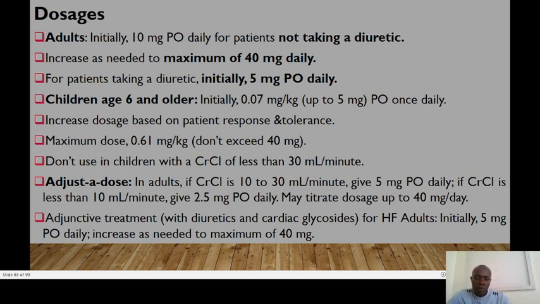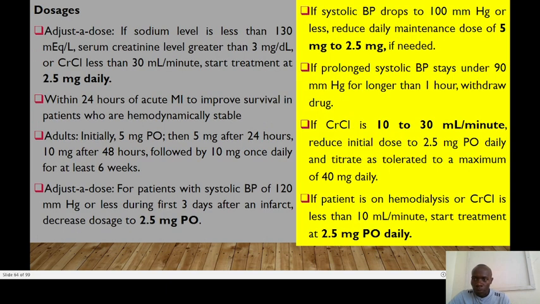For adjunct therapy, especially with diuretics and cardiac glycosides for heart failure patients, adults can be given 5 milligrams per oral daily. Then you can increase the dose to a maximum of 40. You have to continue to adjust the dosage. If the sodium level is less than 130, the serum creatinine level is greater than 3 milligrams, or the creatinine clearance is less than 30, you start the treatment at 2.5 milligrams daily.